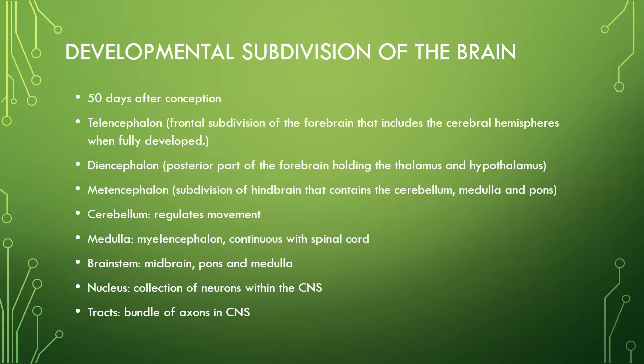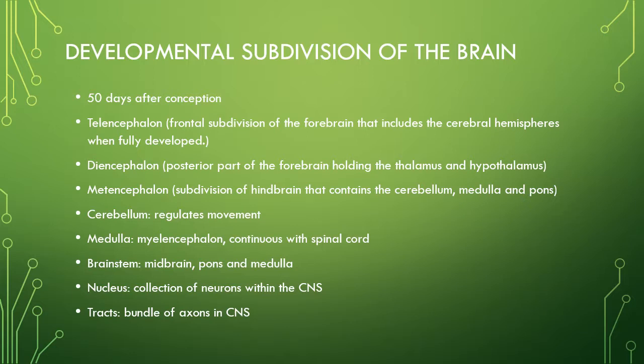So to continue with how the brain develops, 50 days after conception, you have your telencephalon, which is the frontal subdivision of the forebrain, and it includes the cerebral hemispheres when fully developed. You've got the diencephalon, which is the posterior part of the forebrain holding the thalamus and the hypothalamus. The metencephalon is a subdivision of the hindbrain that contains the cerebellum, medulla, and pons. The cerebellum regulates movement.